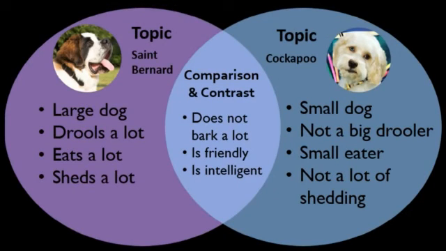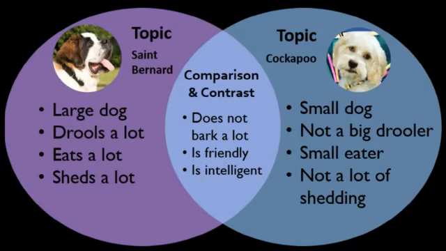This is another example of comparing and contrasting a Saint Bernard with a Cockapoo dog. Both are dogs, but there are differences between them and some similarities. The part in the middle, as we mentioned before, is the similarities, while the other parts are the differences. They both do not bark a lot, they are both friendly, and they are both intelligent.